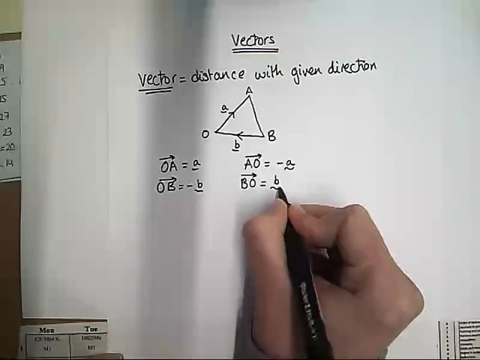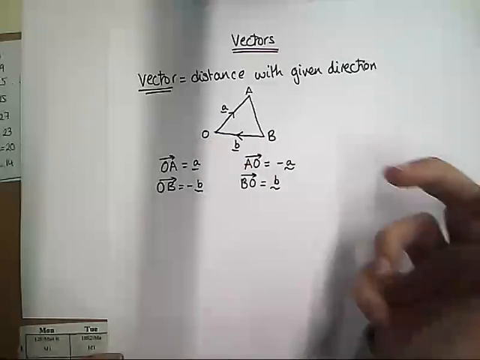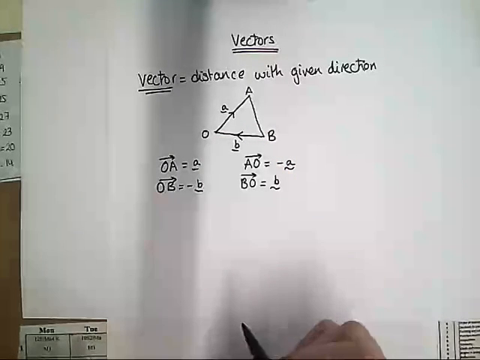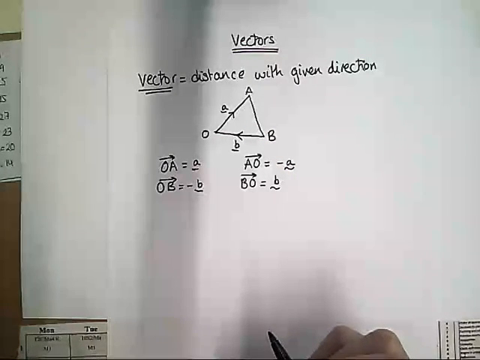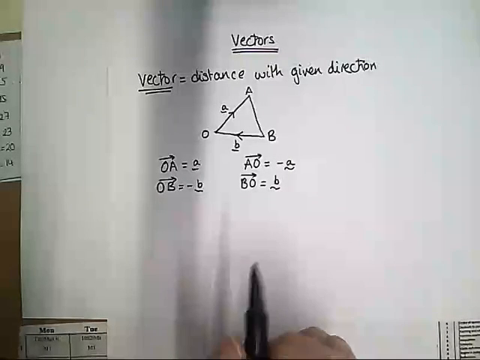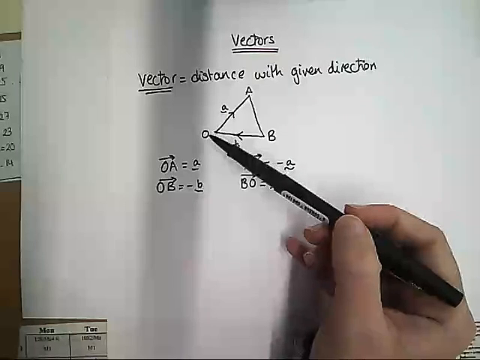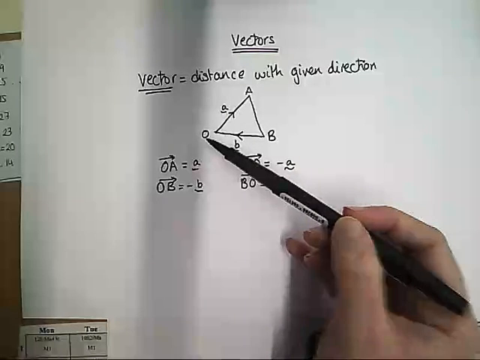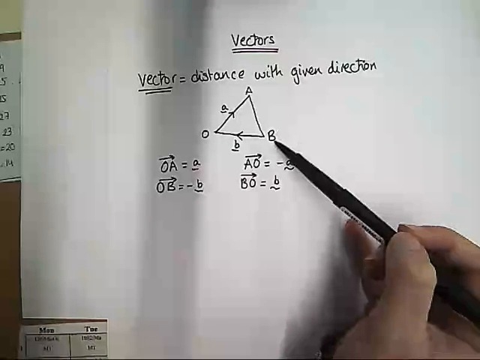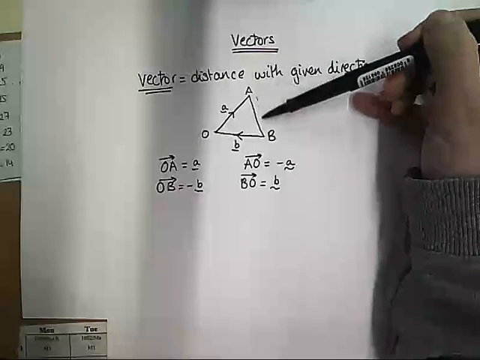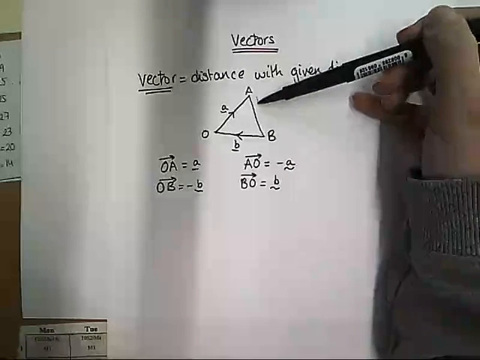So if I was going from B to O, I'm going in that direction, which is the same direction as the arrow, so it's positive, so that is vector B, okay? And the idea behind this is that you cannot go from A to B directly this way, because there isn't a direction, there isn't an arrow, and there isn't a length on A to B.